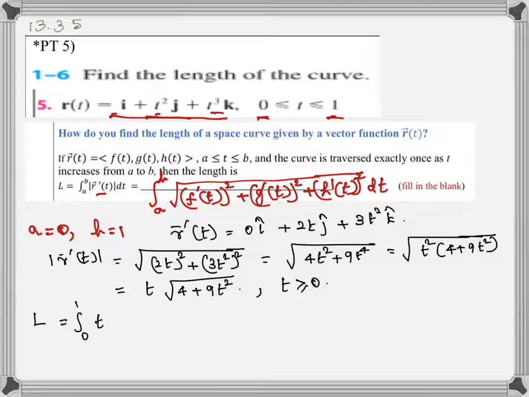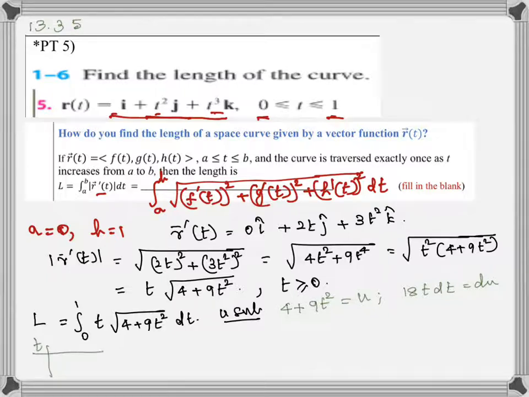So L is integral 0 through 1 t times square root of 4 plus 9t square dt. Obviously here we are going to use the substitution method. Anything inside the radical becomes u. So 4 plus 9t square is u. If you differentiate that, you get du equal to 18t dt. Also, because we are changing the limits of t to limits of u, we have to find the new limits for u. So u is 4 plus 9t squared. The lower limit of t is 0, and we have to get the corresponding u. The upper limit of t is 1, and we have to get the corresponding u value. So u becomes 4 and 13.